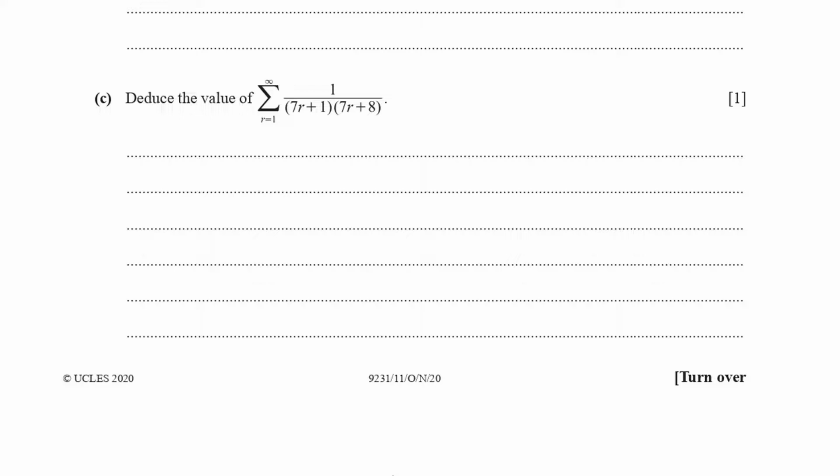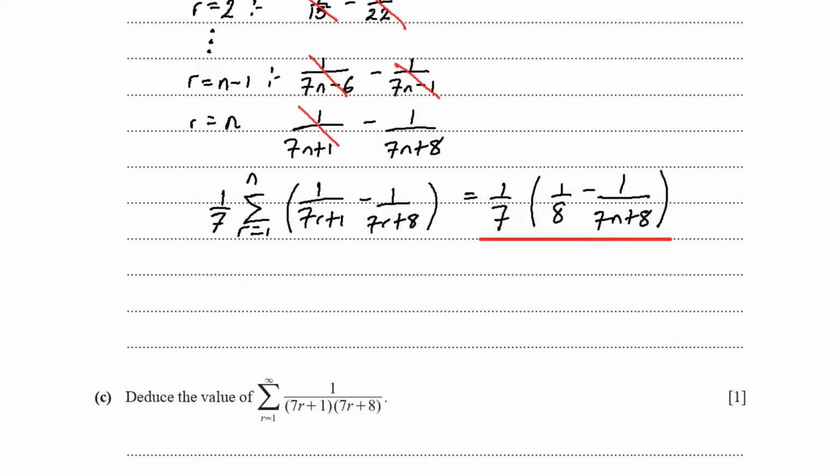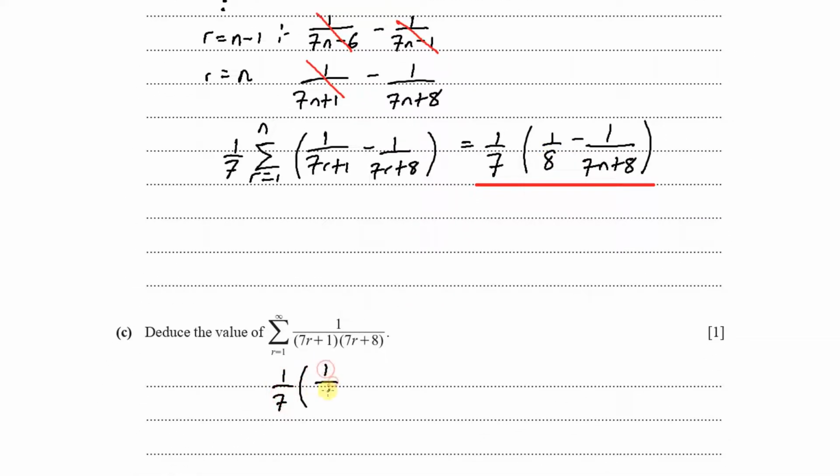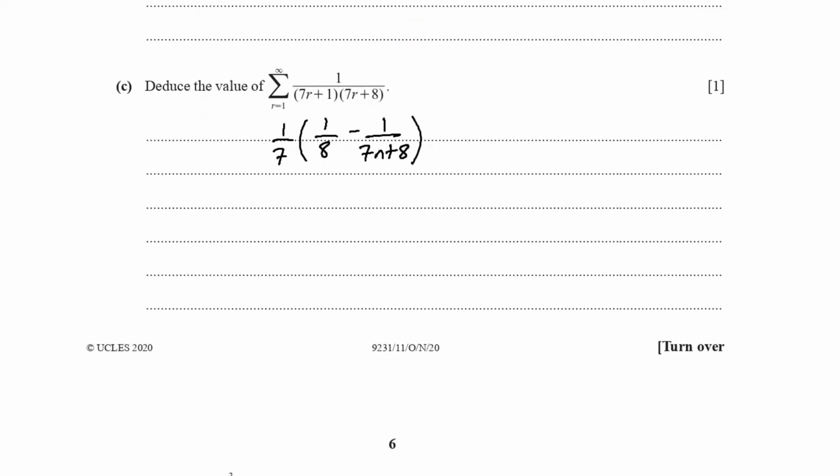On part C, it goes, deduce the value of the summation from r is equal to 1 up to infinity of 1 over 7r plus 1 bracket 7r plus 8. So we've already evaluated in terms of n what we have for this summation, and we got it to be 1 over 7 of 1 over 8 minus 1 over 7n plus 8. According to the question, they want us to find the value of the summation from r is equal to 1 up to infinity. This means that we're looking for the limit, as in this case n approaches infinity, of this expression for the summation.